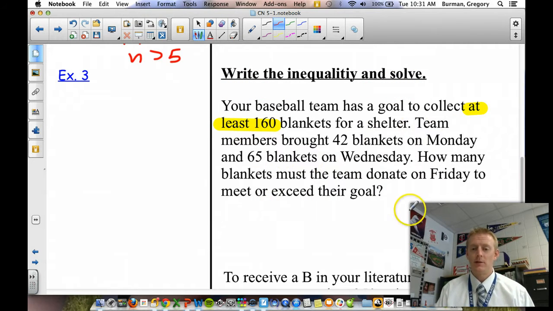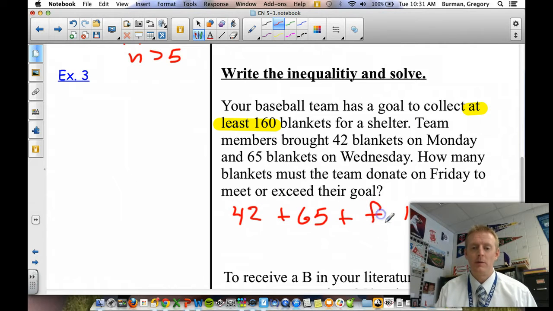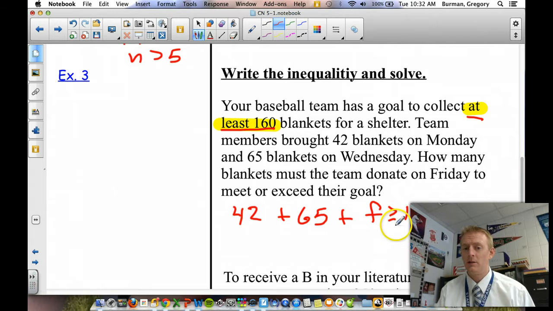So at least 160. So we know we're going to have something 160. And so Monday was 42. We're going to add that to our 65. And we're going to add that to what we don't know we brought in on Friday. Now this number over on this side has to be at least 160, so it's greater than or equal to 160 because of the words at least. So that's why we have or equal to, because 160 is at least 160.